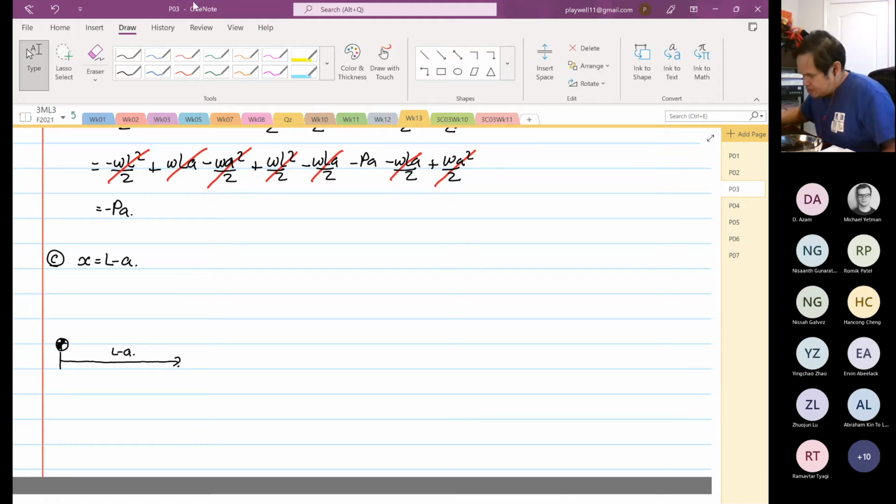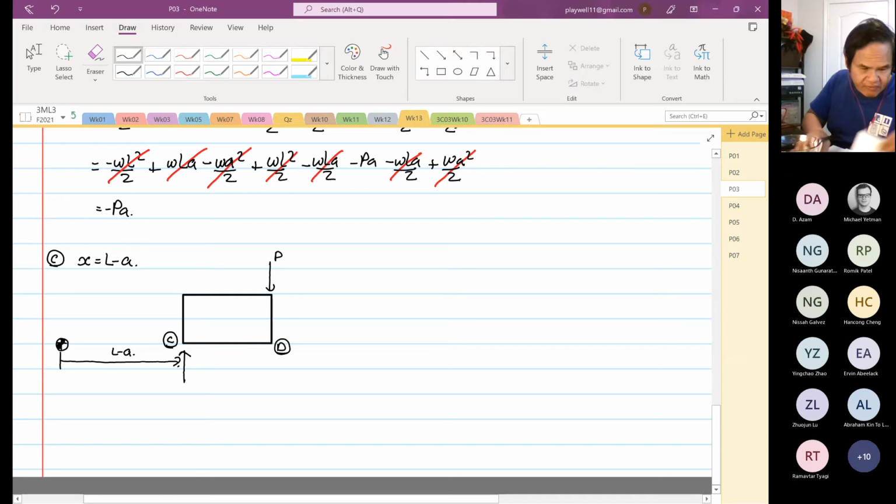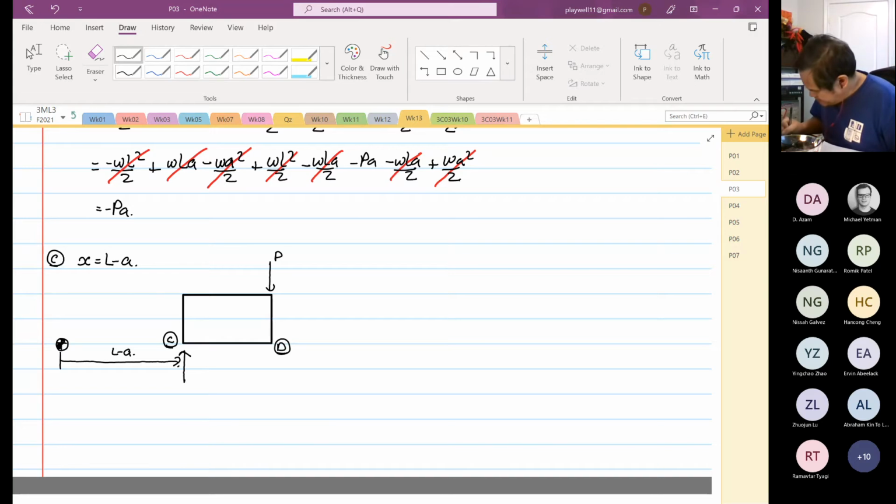Okay, so now when we do our analysis from right to left, we only need to draw this. So we have a point over here. This is our point D, right? This is our point C. And at point C, we have a force going up here. And this is equal to, let me check, I forget what it is already. This is equal to P plus omega over 2 L minus 2A.